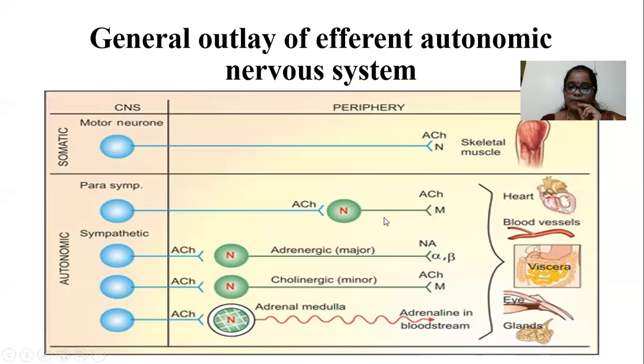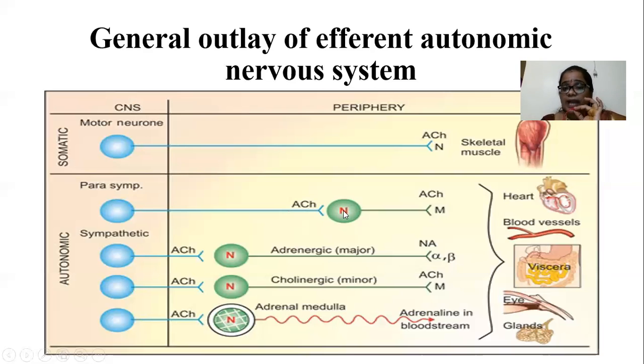Then these postganglionic neurons release which neurotransmitter? The same acetylcholine. These preganglionic neurons receive the signal from the CNS, and then that information is carried towards the effector organs. First, it makes a synapse with the postganglionic neuron in the autonomic ganglia. At that time, the preganglionic neurons release acetylcholine, and that acetylcholine binds with the nicotinic receptor, which is located on the autonomic ganglion.